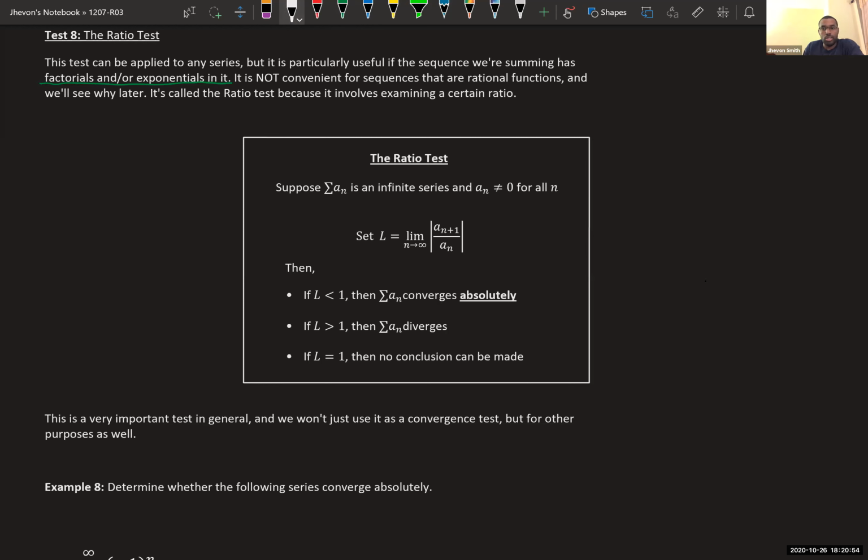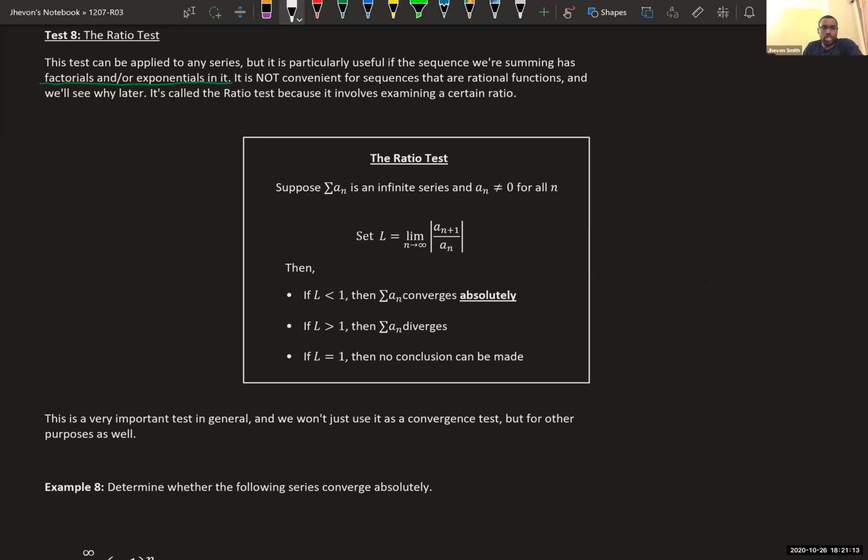It is not useful for rational functions. I should just mention that. And we'll see why later, but actually the test itself can tell you why. But I'll talk about it later as well. So this is the ratio test.